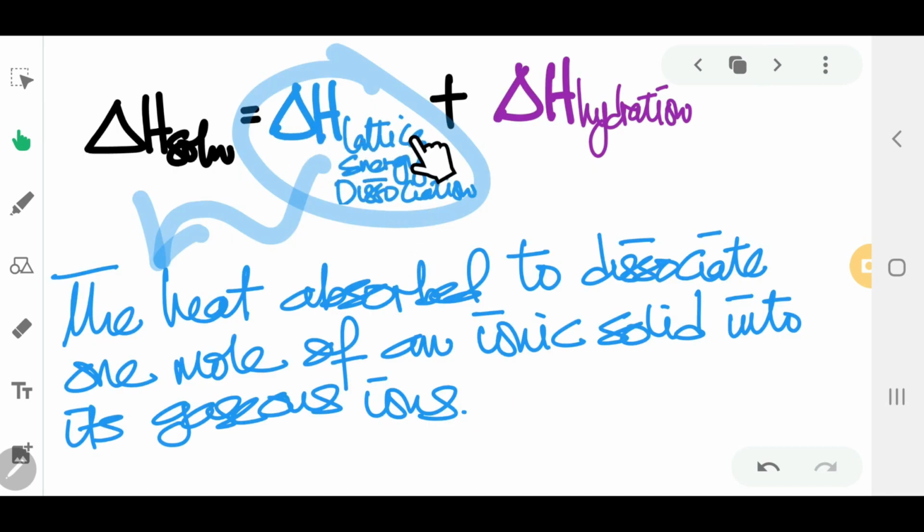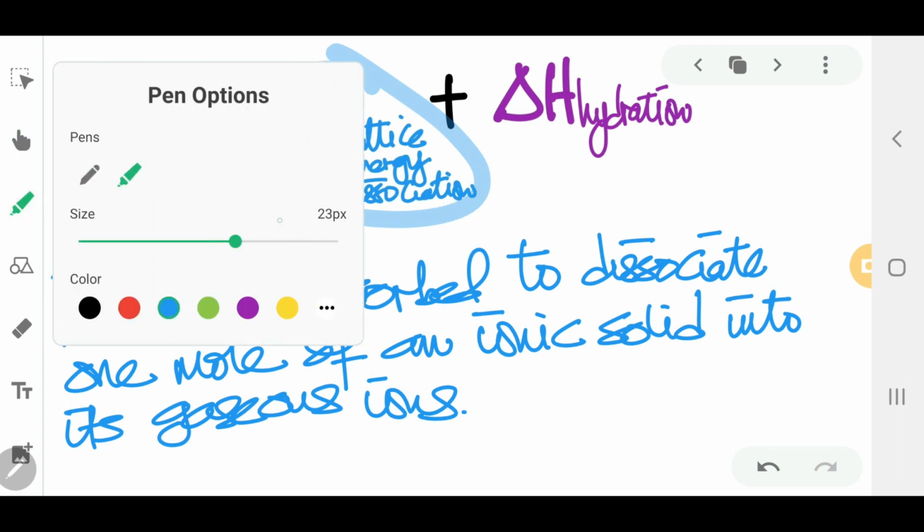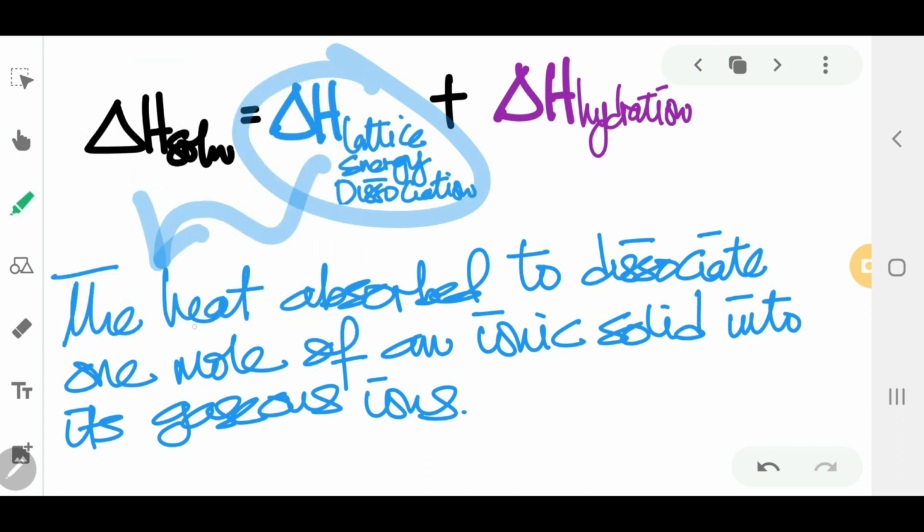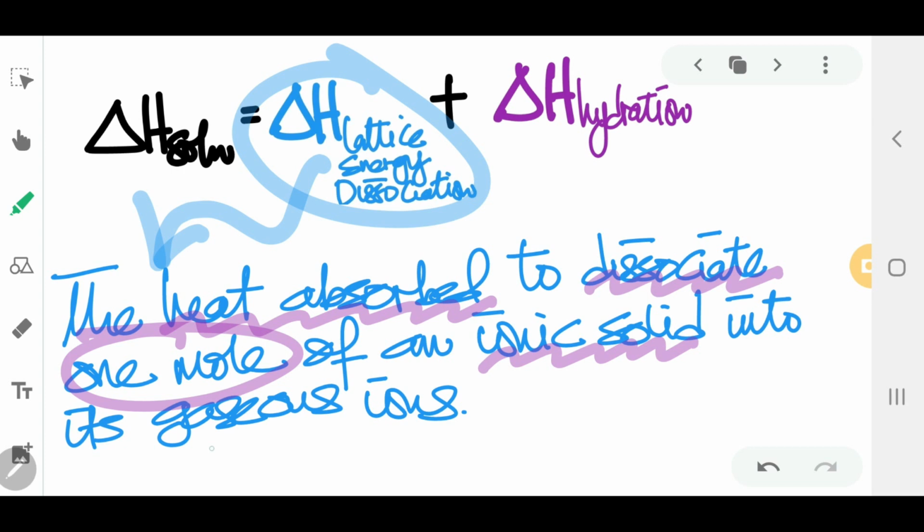The delta H lattice energy dissociation is defined as the heat absorbed. So you're going to absorb heat in order to dissociate 1 mole of the ionic solid into gaseous ions. Those are the keywords for delta H lattice energy dissociation. The heat is absorbed. You want to absorb the heat in order to break all the bonds in the ionic solids, and then they will be converted into gaseous ions.